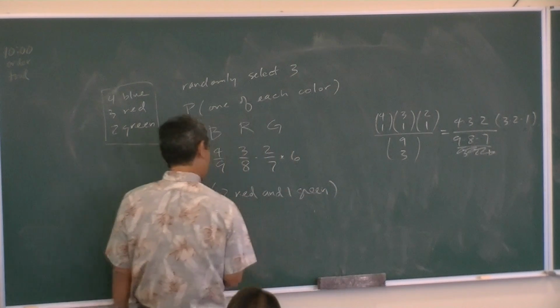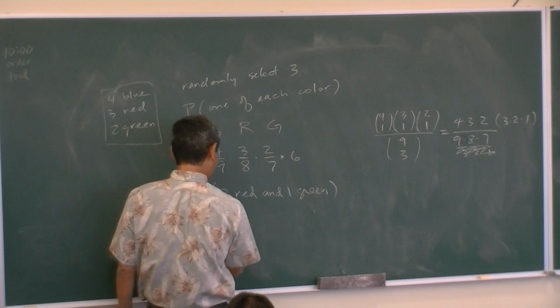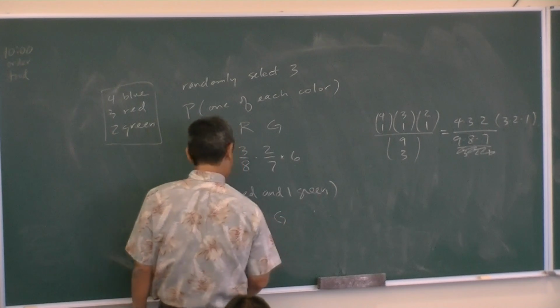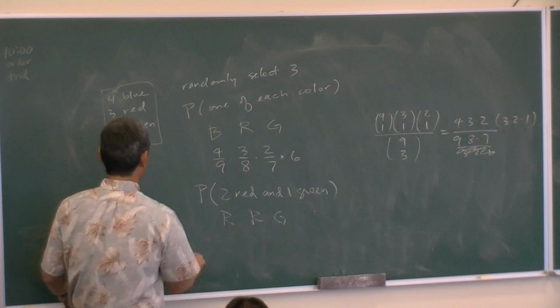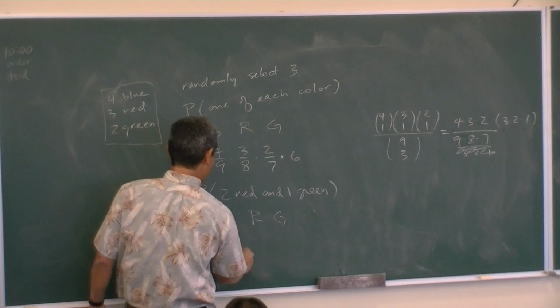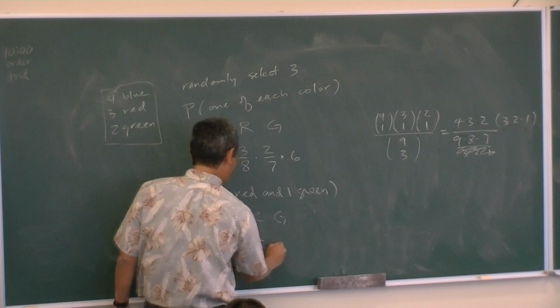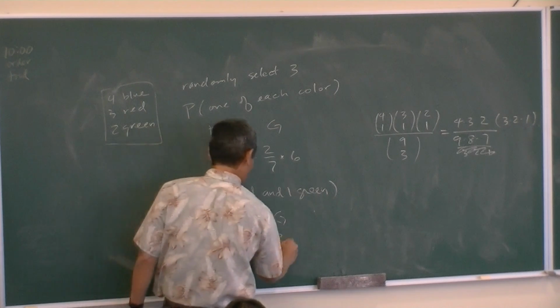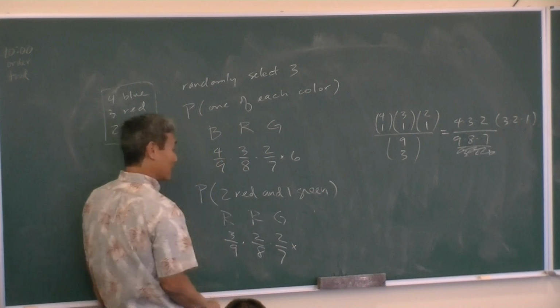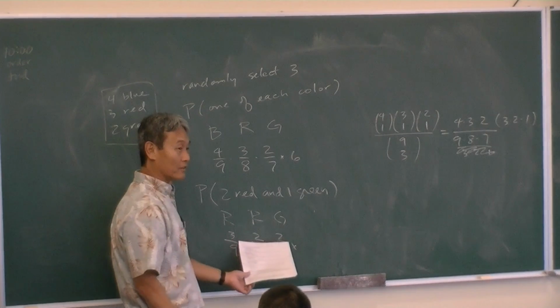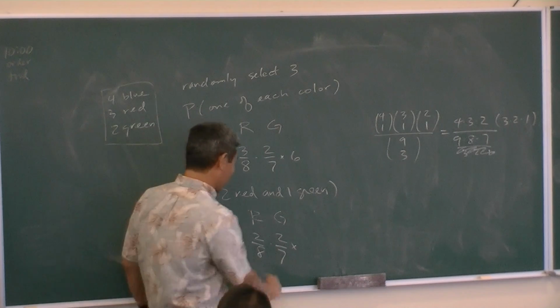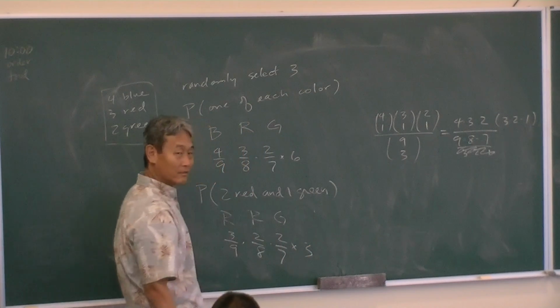Okay, this is the way we did it yesterday. Do a specific case. Pull out a red on the first, a red on the second, and a green on the third. What's the probability of that happening? 3 9ths, and then another red, 2 8ths, and then now the green, 2 7ths. But how many different orders can you get 2 reds and a green? There's 3 orders, so you gotta multiply by 3, right?